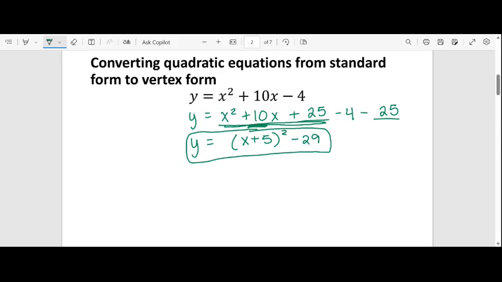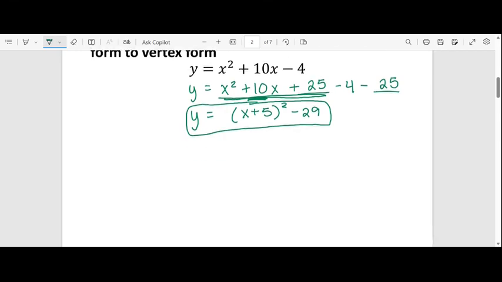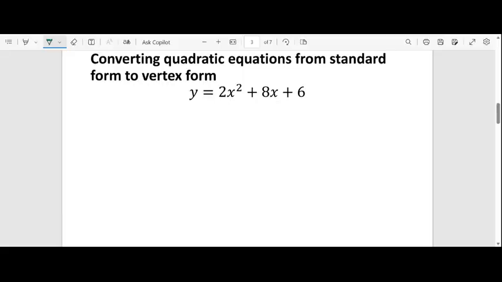Okay, we've done two simple ones that do not have a coefficient. Now we are going to try something slightly harder to make sure you understand the concept once we start applying different numbers in front of this equation, okay? Let's go here. The coefficient of this equation is 2. When we have a coefficient, that's our a value, we have to pull it out before completing the square so our vertex form looks correct.